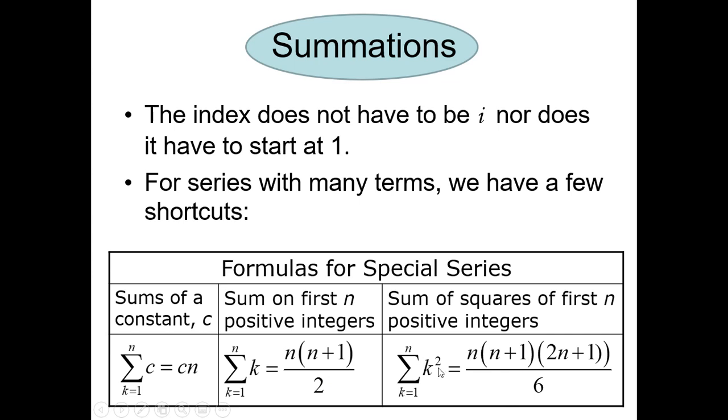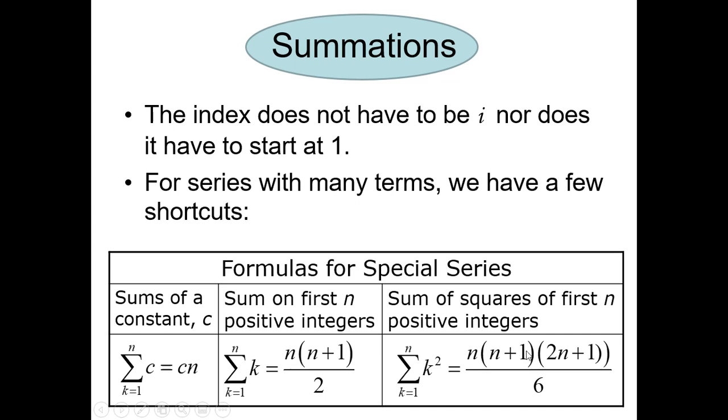If we're going to add up k squared from 1 to n, it's going to turn out to be n times n plus 1 times 2n plus 1, all divided by 6. And again, we could prove that if we wanted to, but we'll just assume it to be true for right now.